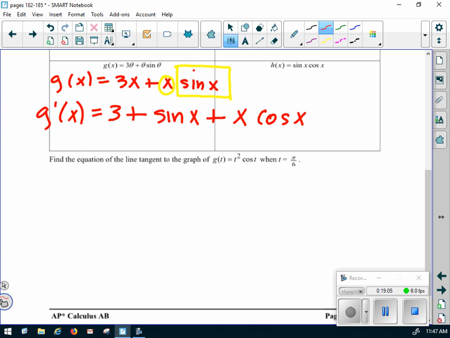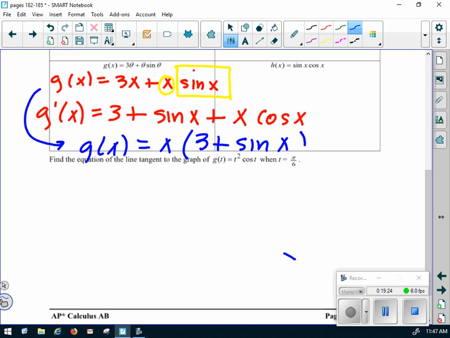That's it. Catherine, what you got? Could you take out x and do it? Good question. Could we? The answer is yes. Could we have rewritten g of x as x times 3 plus sine x and done the product rule? Absolutely. We'll get the same answer.